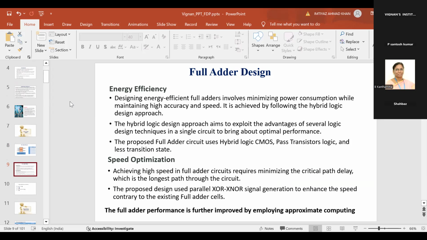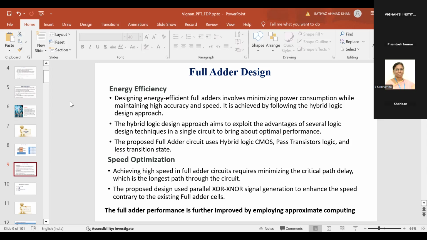Energy efficiency is the main target of my research, my work in electronics engineering. The main target is that power consumption should be low, and speed should be high. I have designed for low power consumption. I'm using hybrid logic design.